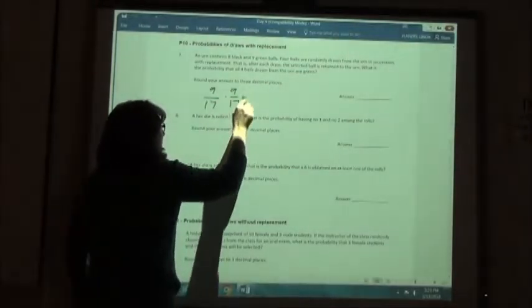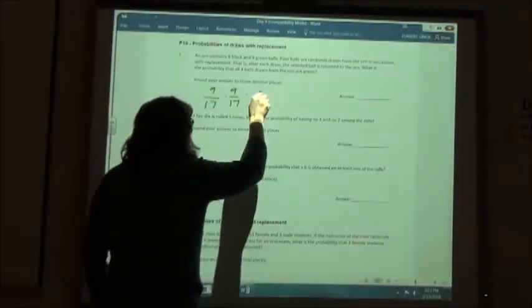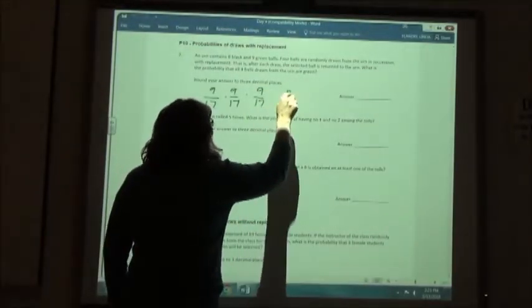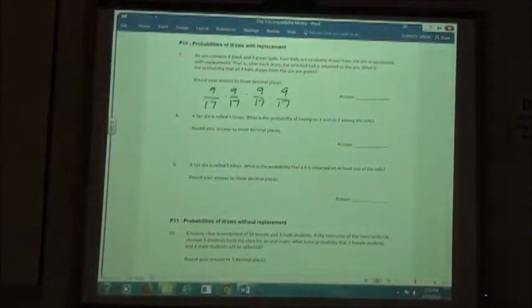9 out of 17. Again, I'm going to replace my ball on the third one, so to get the green one would be the same thing, and the last one would be the same thing. So basically, I'm going to just have 9/17 to the 4th power because all 4 of them would give us the same probability. They are going to round these off to 3 decimal places. So you can either do 9/17 times 9/17 times 9/17 times 9/17, or take 9/17 to the 4th power.